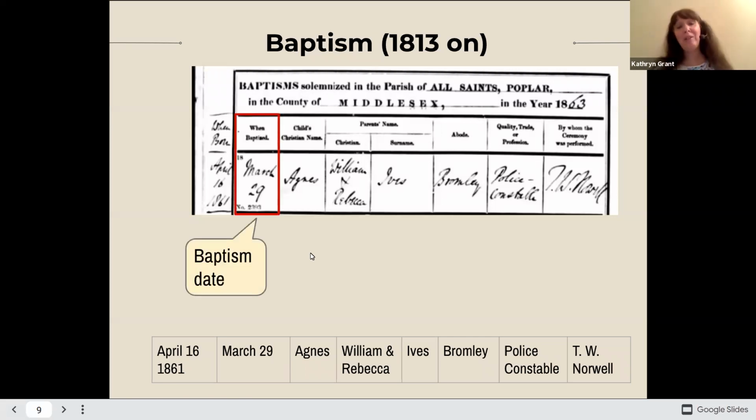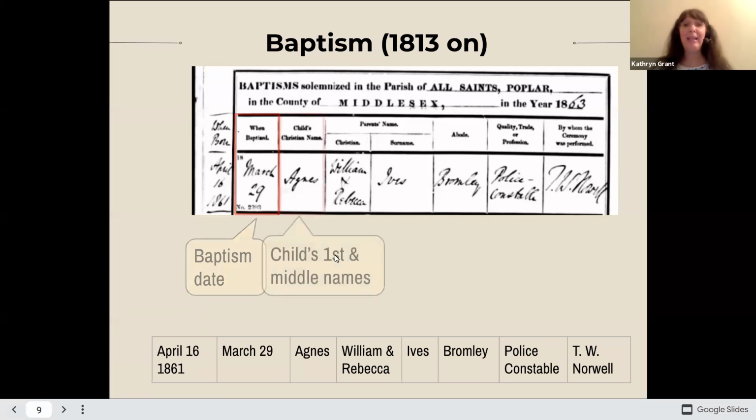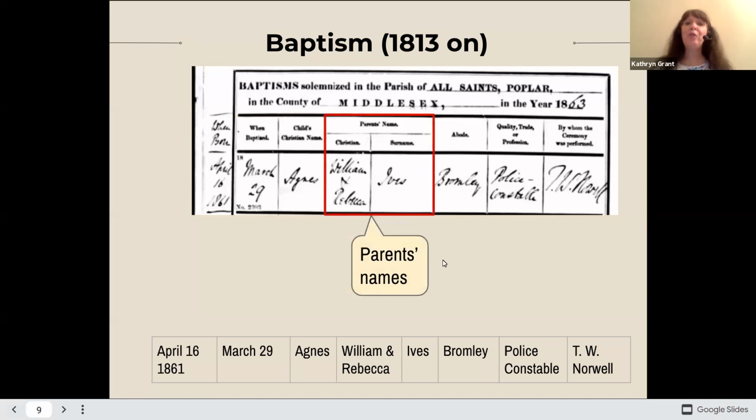So the first thing, as you might expect, is the baptism date. Then we've got the name of the child. First and middle names are in this column. Then you've got the first names of the parents in the next column and their surname after that.